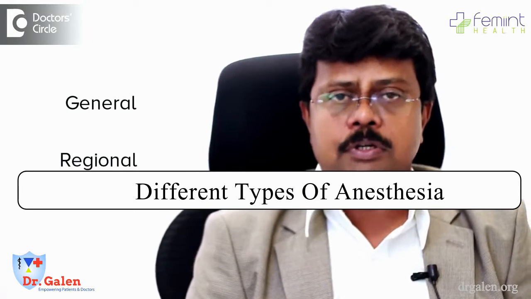Coming to the types of anesthesia, it can either be general anesthesia or regional anesthesia. Based on the type of surgery, after discussion with the surgeon, we can decide the type of anesthesia the patient will require. Now, regional anesthesia can be either local anesthesia, nerve blocks, or spinal or epidural anesthesia. Coming to general anesthesia, it can be administered either through a mask, a laryngeal mask airway, or an endotracheal tube.